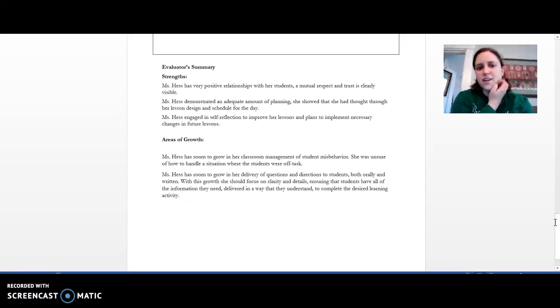My strengths and areas of growth, I talked about a lot of these through the evaluation. I'll just highlight one strength is that I have a positive relationship with my students, and one area of growth is how I deliver my questions and directions to students.